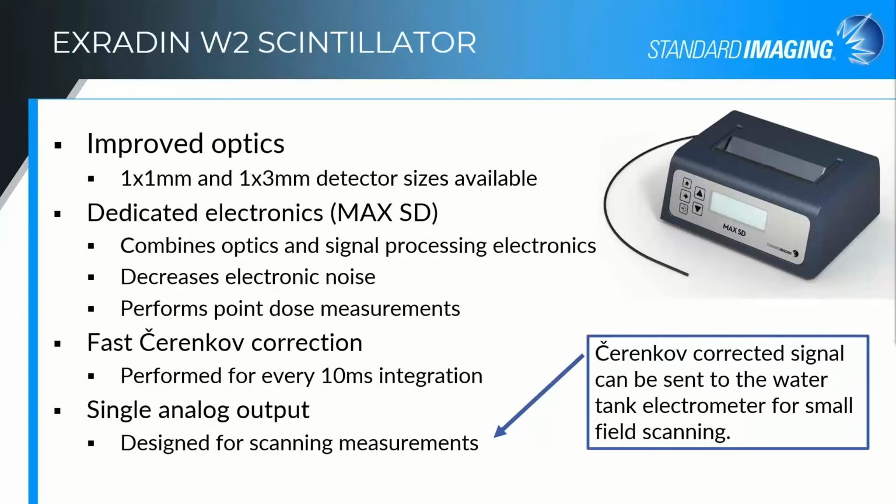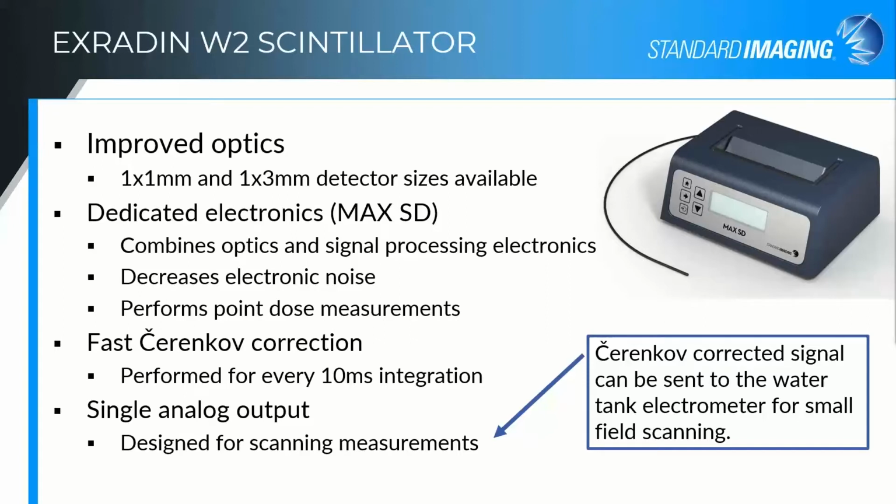The W2 was our second generation device after we'd really established that the W1 did what we expected it to. The next step, of course, was to try and improve the signal to noise ratio and allow it to be used with a scanning water tank. And so the W2 has a dedicated optics and electronics unit called the Max SD. And putting all of that together, rather than having long cables to go from the optics on the W1 to a dual channel electrometer, we were able to have this be a user replaceable fiber.